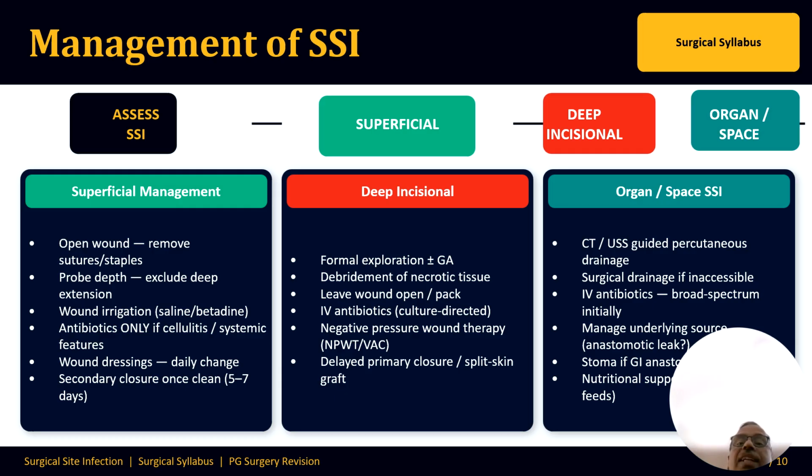For a deep incisional SSI, it would require a firmer exploration of the wound under general anesthesia, because now the infection has gone below the fascia. So under general anesthesia, the wound should be explored formally, and all the necrotic tissue, slough, and devitalized tissue should be debrided. So debridement plays a very important role for further recovery of this deep incisional infection. Leave the wound open, and pack it with povidone iodine or other antibiotic solutions.